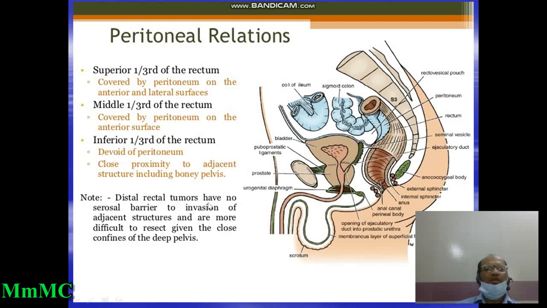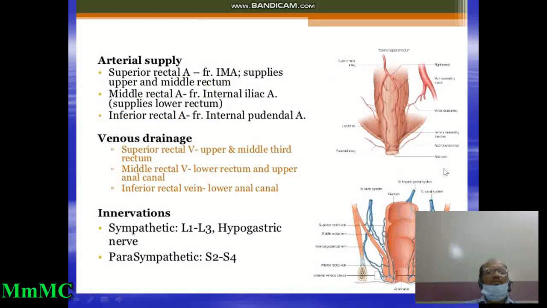Distal rectal tumors have no serosal barrier to invasion of the adjacent structures and are more difficult to resect, given the close confines of the deeper pelvis, that is situated in the deep part of the pelvis. Arterial supply, briefly: mainly superior rectal artery, a branch from the inferior mesenteric artery, supplies upper and middle part of the rectum. Middle rectal artery, branch from the internal iliac artery, supplies lower rectum. Inferior rectal artery is the branch from the internal pudendal artery.